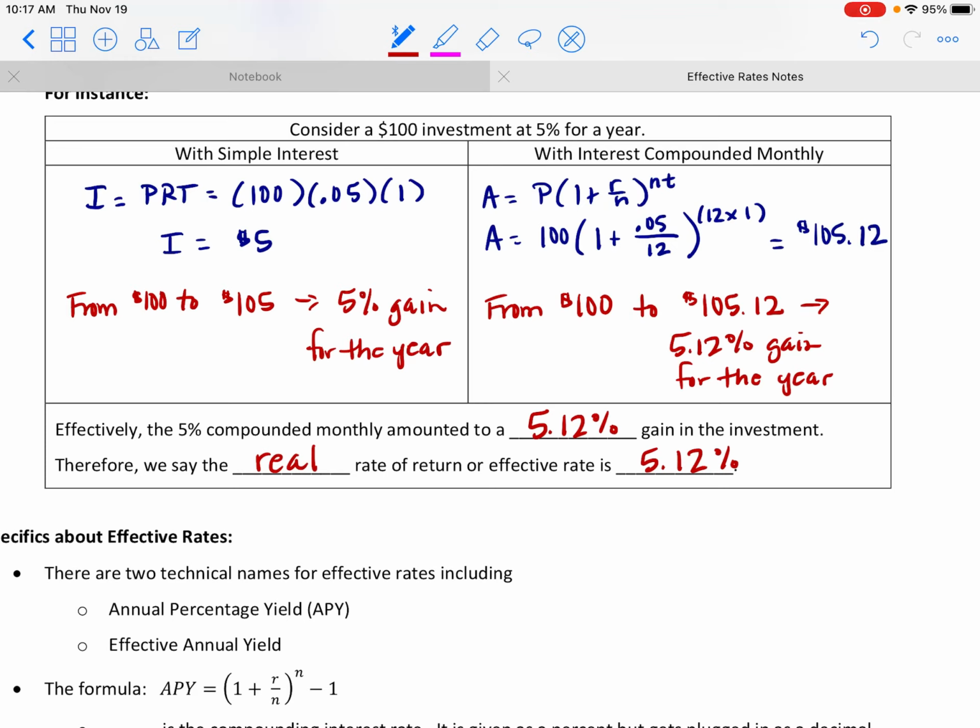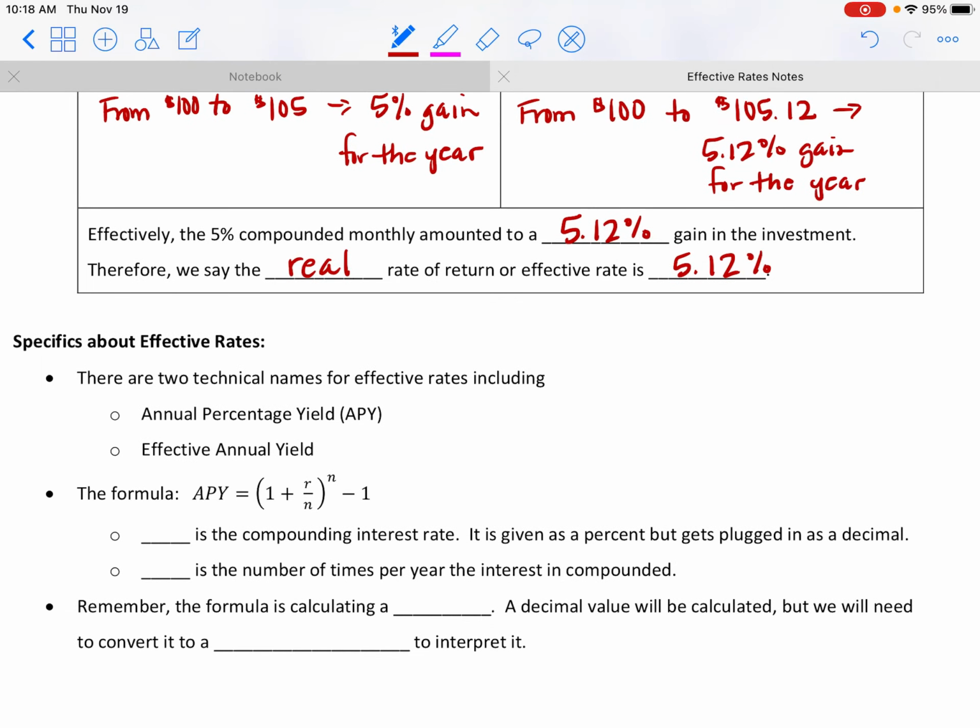And it doesn't matter what principal amount you start with, if you're only looking at a year, these percentages will hold. Okay? So there are technically two names for what I'm calling an effective rate. That's like a generic name. It's also referred to as an annual percentage yield, which could be abbreviated APY, or sometimes we call it the effective annual yield. And notice in both of those the word annual, which means yearly.